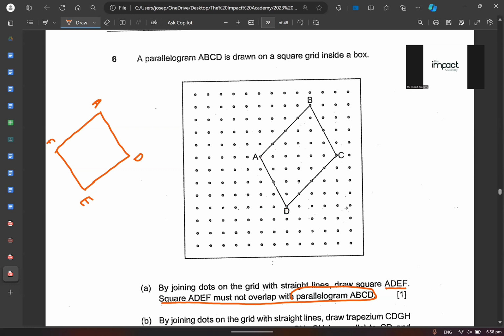Which one do you want to do first? You want to do DE first because AD is already done. Do you want to find DE first or AF first? DE. Okay, DE first. So let's ask ourselves, how long should DE be? You use your pencil, you just roughly estimate first. Just now, remember I said 1, 2, 3, 4, then 1, 2. So 1, 2, 3, 4 down, then 1, 2.